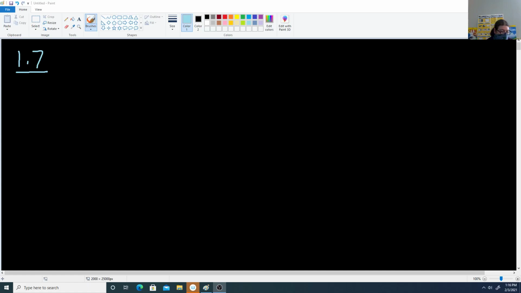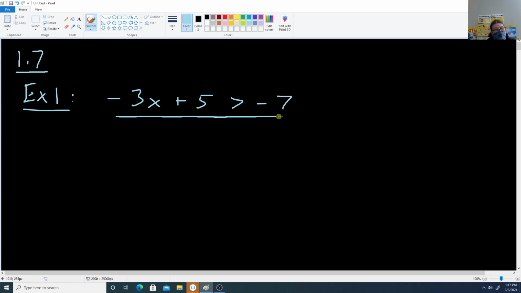Okay, we are going to cover section 1.7. We're going to be looking at a couple examples here. So first of all, example 1. We got negative 3x plus 5 is greater than negative 7. We want to solve this, and then we want to write our answer in what's called interval notation.